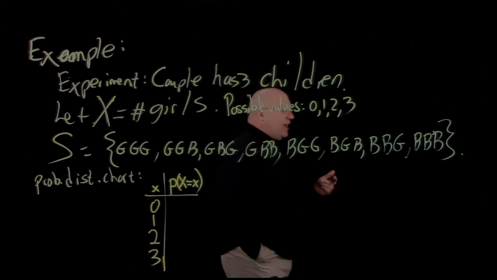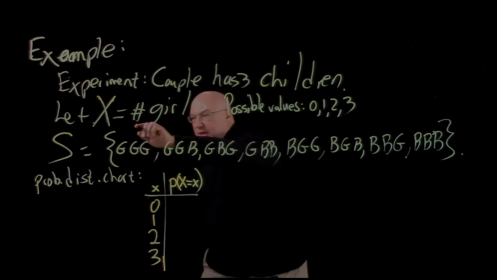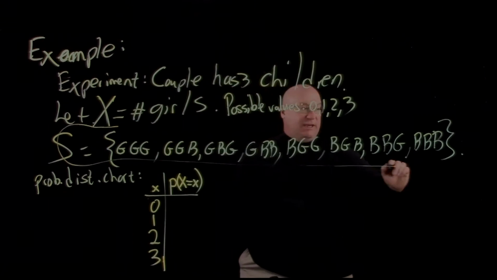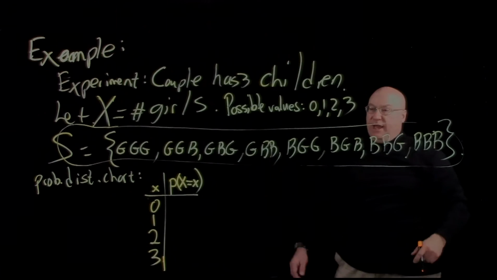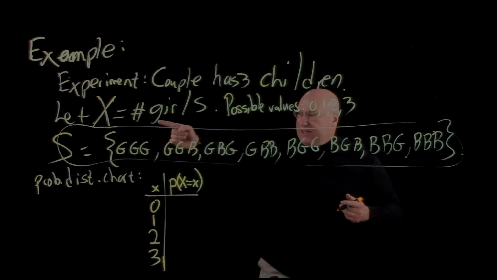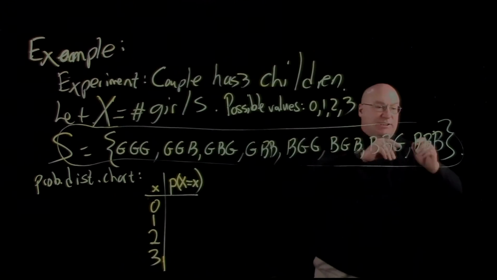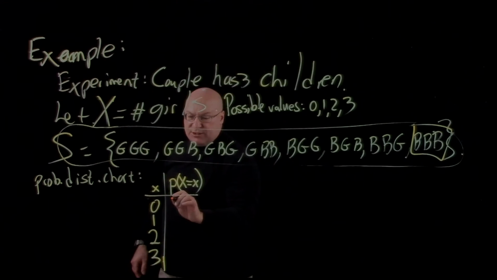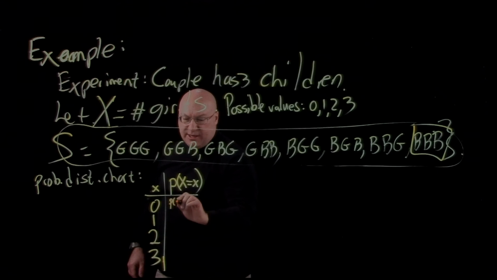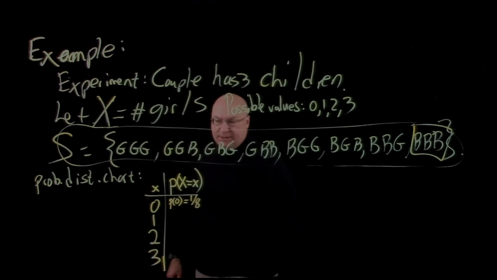The answer is I have to come over to my sample space and figure out the event that means X equals 0. And for X equals 0, since X is the number of girls, I get just this one, right? So the probability that X is equal to 0, we can write that as P of 0, really just to abbreviate it. That's 1/8, isn't it?